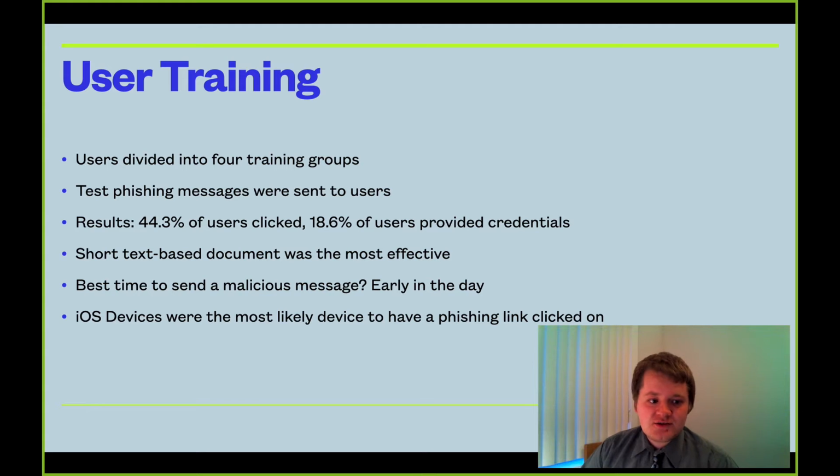The researchers also determined that the most effective time for a malicious message to be sent was in the early hours of the workday, as users usually check their inboxes in the first few hours of work, and because the users may have a lot of messages, they may not be as likely to thoroughly vet each and every one. It was also found that iOS devices were the most likely device for phishing URLs to be clicked on. This statistic brought to the attention of the researchers that there is a great need to secure iOS and other mobile devices on corporate networks.